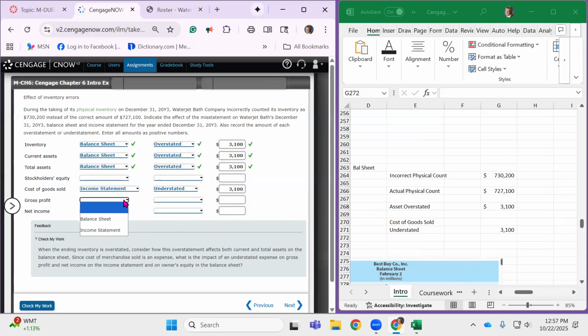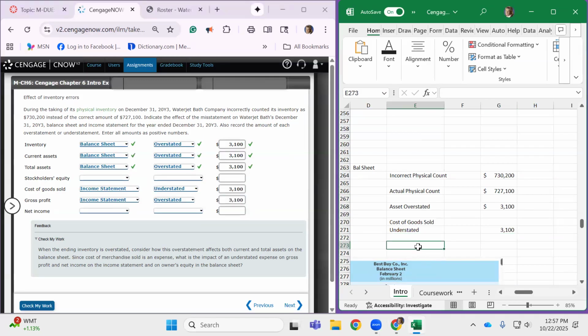Gross profit, look out, this becomes overstated because cost of goods sold gets subtracted from our revenue. So we actually missed, right? Cost of goods sold is understated. That means gross profit is overstated. There's too much in it. We needed to subtract another $3,100.